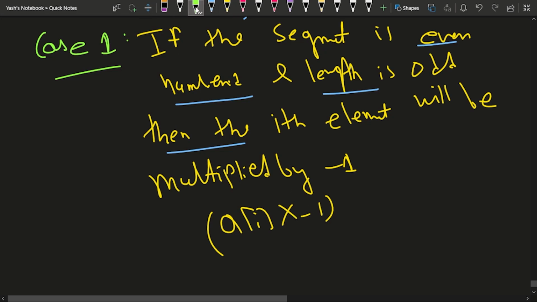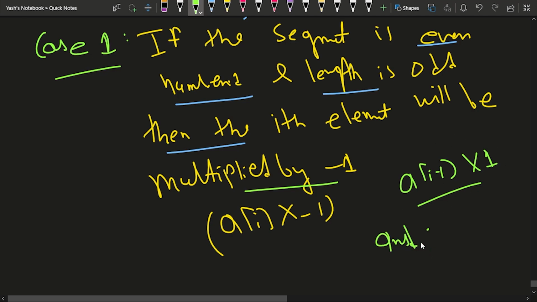And similarly, in this particular segment, my a of i minus 1th element will be multiplied by +1, that is, will be multiplied by 1, and so on, it will continue. So that is what you need to understand: if the segment is even numbered and the length is odd, then the ith element will be multiplied by -1, and the i minus 1 element will be multiplied by 1, and so on, right?